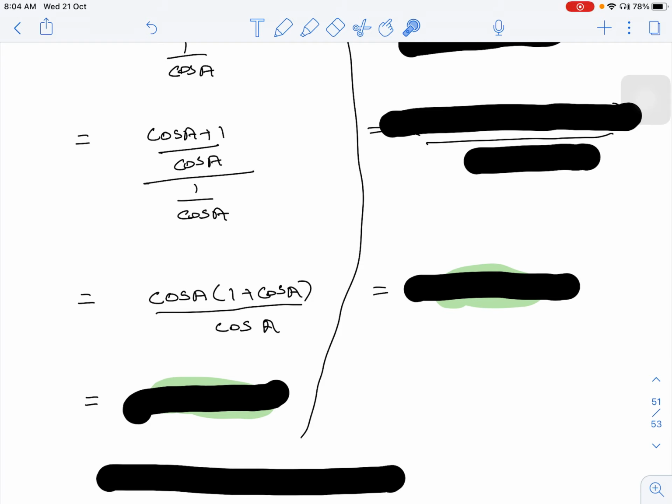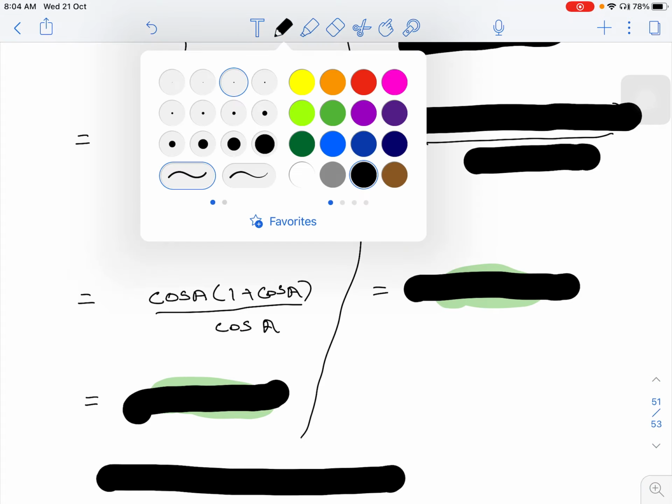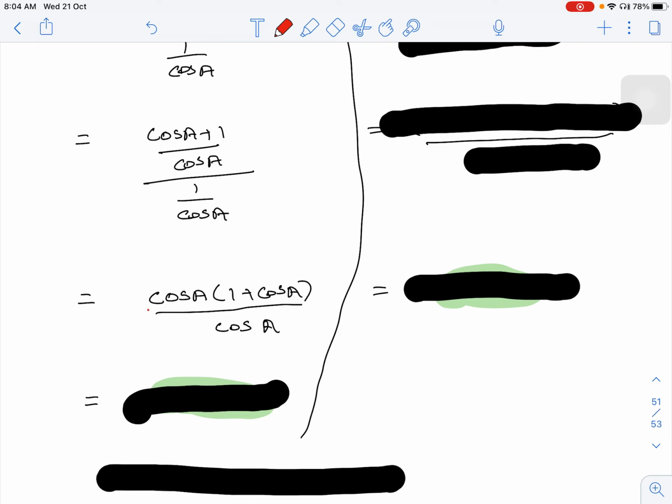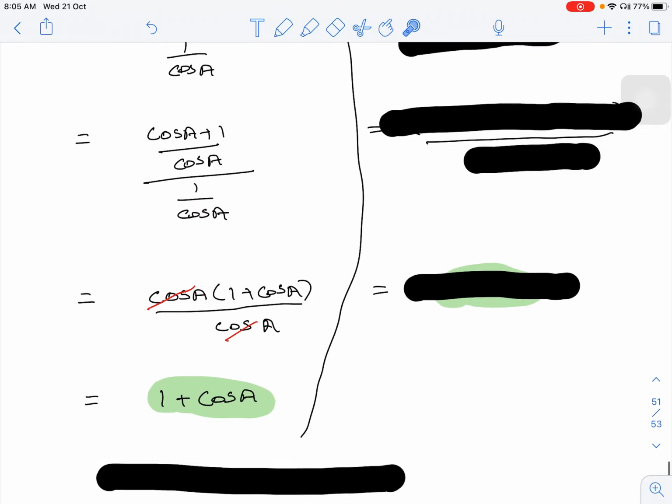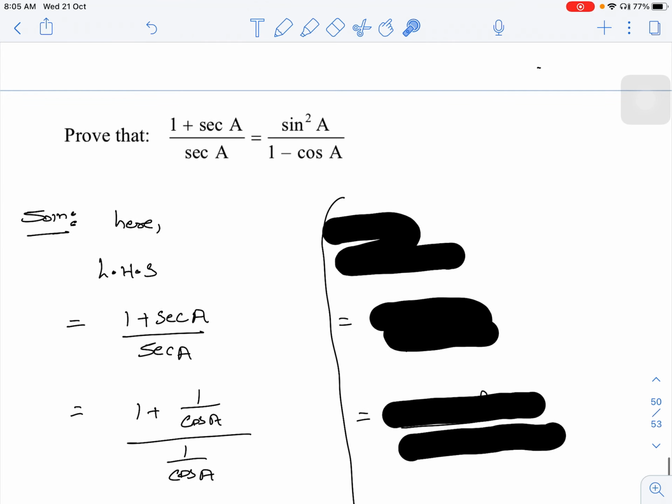Now cos A plus 1 can be written as 1 plus cos A for our convenience. Now this cos A and this cos A will be cancelled. Okay, we can easily cancel. Why? Because they are divided. So in next step, what will be remaining here is 1 plus cos A. Okay, so our answer will be 1 plus cos A. Now this is our LHS part. We cannot solve further than this, so we'll keep it as it is. So this value we got as 1 plus cos A.